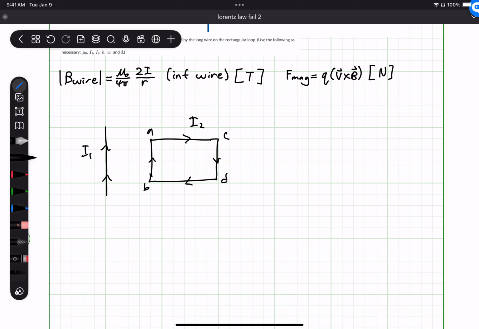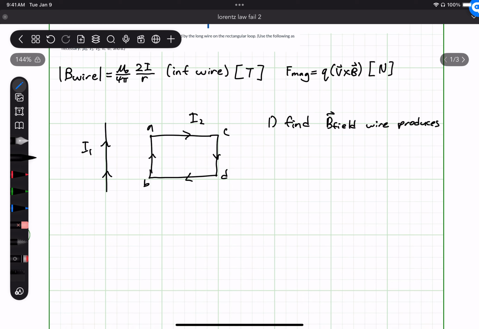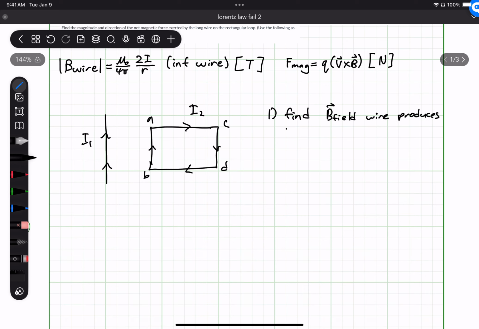So first we need to find the magnetic field that the wire produces. Okay, so this is actually pretty simple. Just take the right-hand rule. So you stick your thumb in the direction of the current. So in this case, it's going straight up. And you can curl your fingers around. Now you see the loop of wire is to the right of the wire. So if you curl your fingers in that direction, the magnetic field will be going into the page.